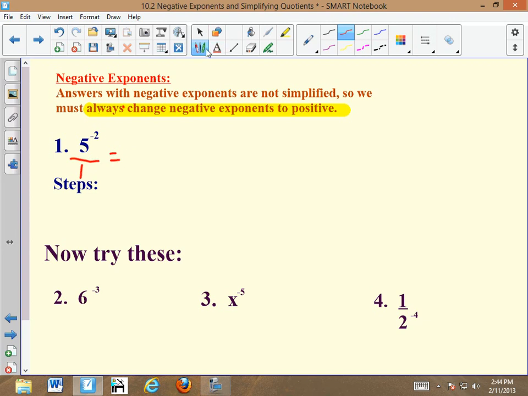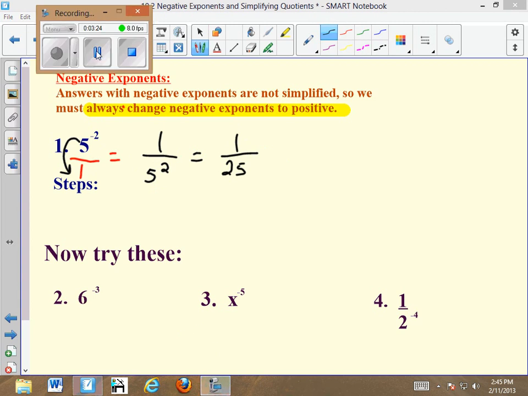And when I have a negative exponent, it means I have to move my base and my exponent to the other spot in the fraction. So this is the numerator. I have to make it the denominator. When I do that, I put a 1 on top, and the exponent magically becomes positive 2. Now, this is not simplified. 5 squared equals 1 over 25. The temptation is just to make it positive and write 25. That's not correct. You have to turn it into a fraction, and then you have to move the exponent either up or down, and that makes it positive.